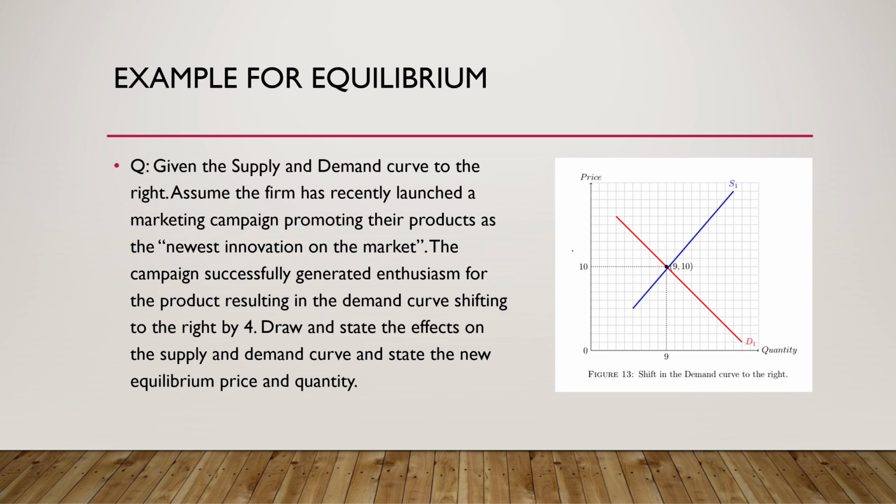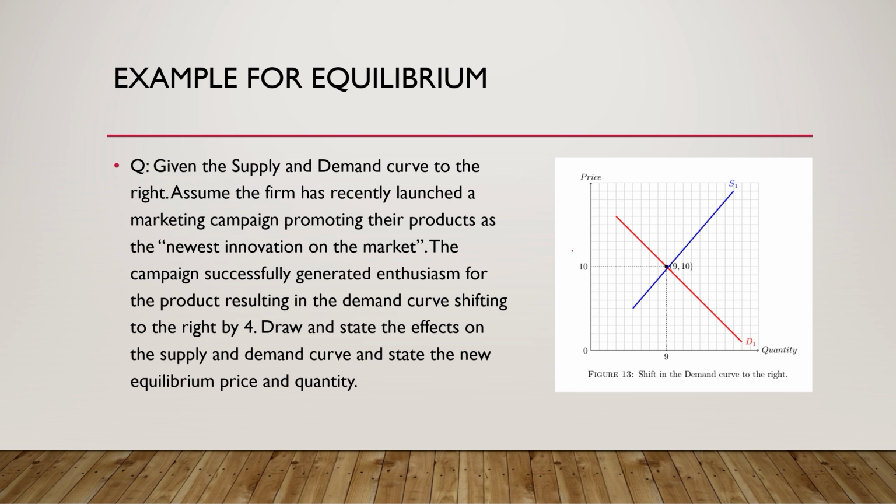Let's look at an example for equilibrium. Given the supply and demand curve to the right, assume the firm has recently launched a marketing campaign promoting their products as the newest innovation on the market. The campaign successfully generated enthusiasm for the product, resulting in the demand curve shifting to the right by 4. Draw and state the effects on the supply and demand curve and state the new equilibrium price and quantity.